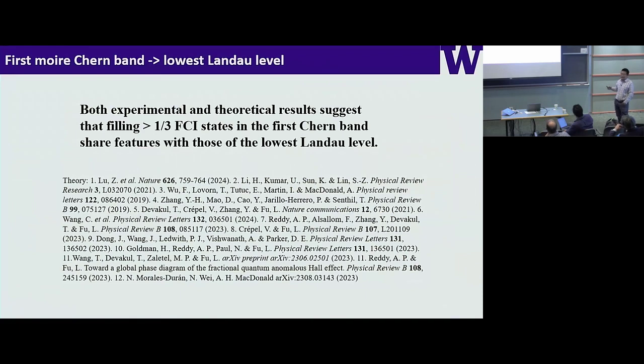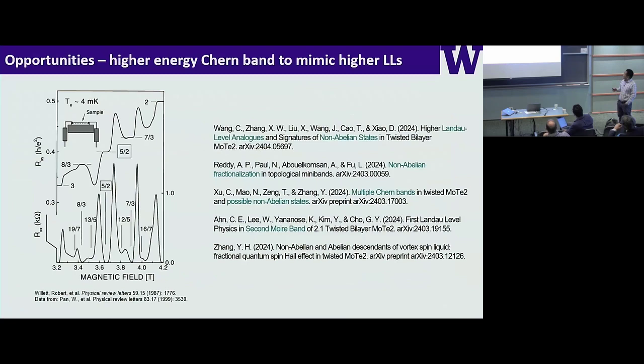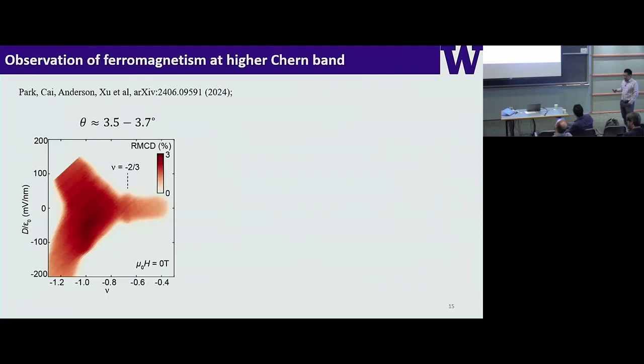Now the question is, can we see more? If we look at quantum Hall physics, we know that the n equal to 1 Landau level, for example, can give you an exotic state like the 5/2. So the idea is whether we can create a flat Chern band to mimic the n equal to 1 Landau level. There are a few theory works suggesting it's possible for a high energy Chern band to mimic the n equal to 1 Landau level. So we start to look at these high energy flat Chern bands.